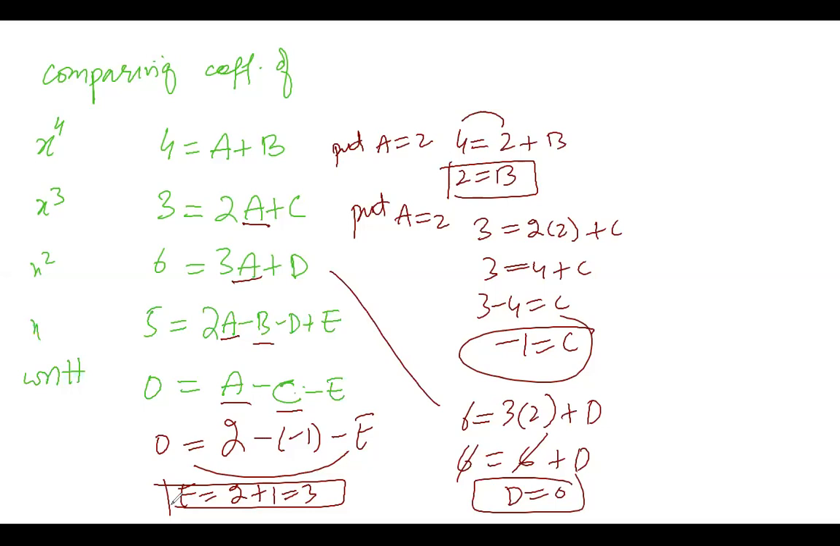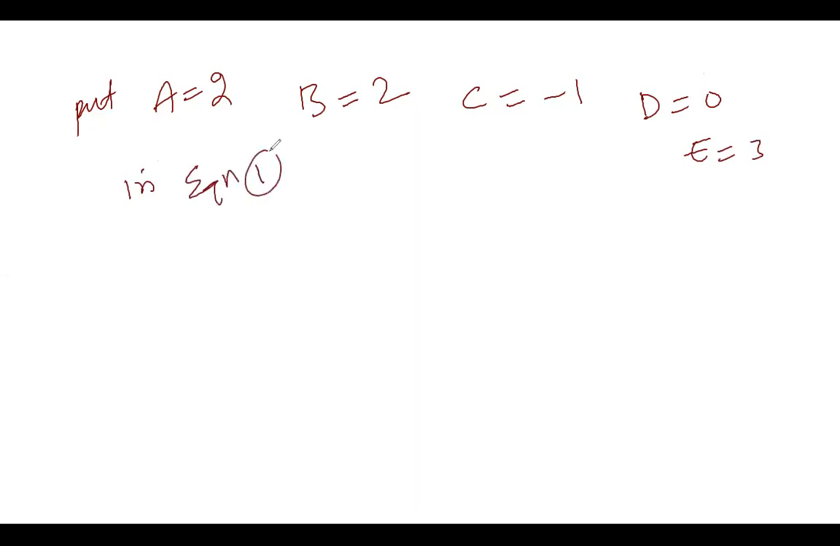Now what we need to do? We have found the values of a, b, c, d, e. Now we have found all the values. Okay, what we'll do, put a is equal to 2, b is equal to 2, c is equal to minus 1, d is equal to 0, and e is equal to 3 in equation 1.